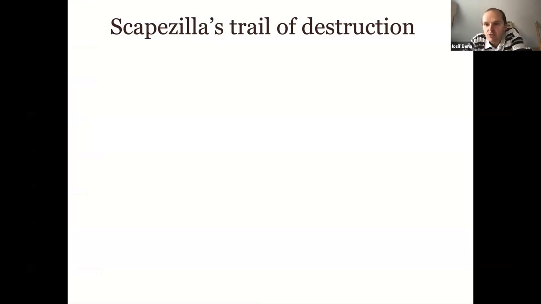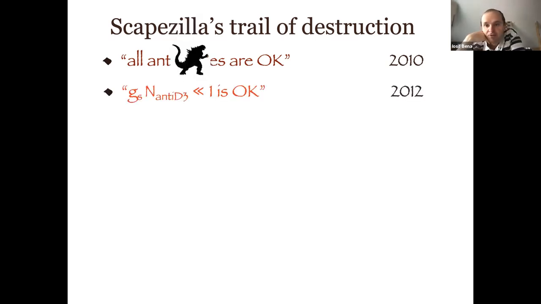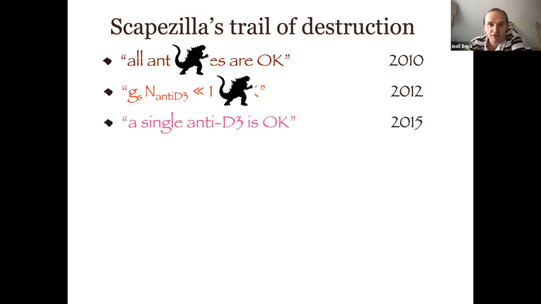We have seen that this idea of finding problems with the landscape construction has a long trail of destruction. Back in 2010, everybody believed all antibranes are okay, but then Cap Zealand came and said, no, that's not happening. Then people said, maybe not all antibranes are okay, but g_s times N antibranes is okay, maybe antibranes don't backreact. There's a paper by Joe Polchinski and others, and Andrea Puhm and others, arguing for this. But then we came and showed that no, this doesn't happen. Even when there's no backreaction, antibranes are still a problem.